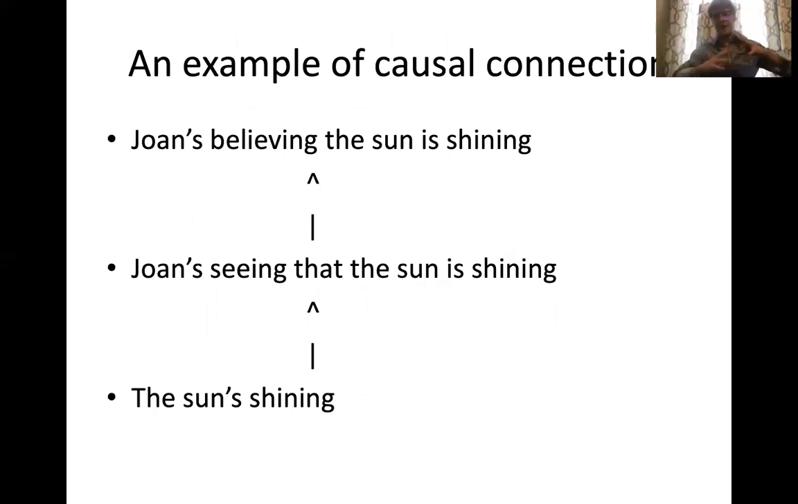Here is an example of a causal connection between beliefs and truth makers. The sun is shining, so you look outside and you see the sun. Joan sees that the sun is shining, and Joan therefore believes that the sun is shining. So Joan's belief that the sun is shining is caused by the truth maker, which is the sun's actual shining. According to this theory, Joan would know that the sun is shining because her belief stands in the right relation to the actual sun.